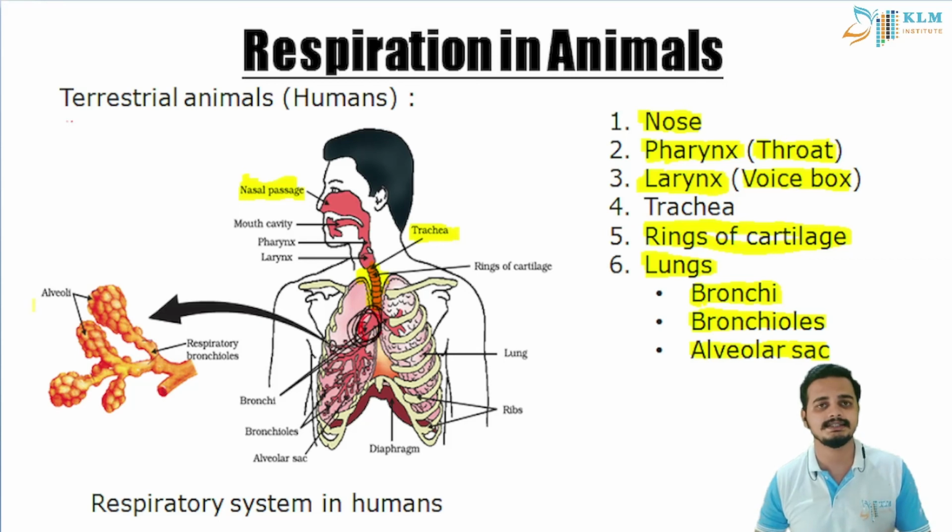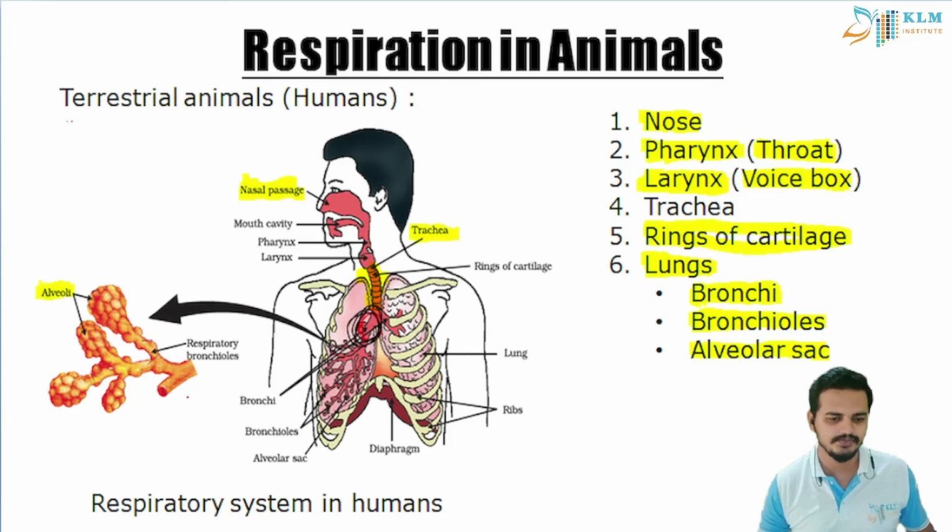What is this exchange? It also happens in a leaf. So it also happens in the alveolar sac. So it is a very similar organ, right? It has the functional part of the alveolar sac, and the functional unit of our whole respiratory system is the alveoli. You can see here in the diagram I am highlighting.